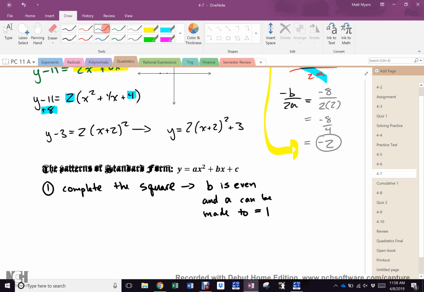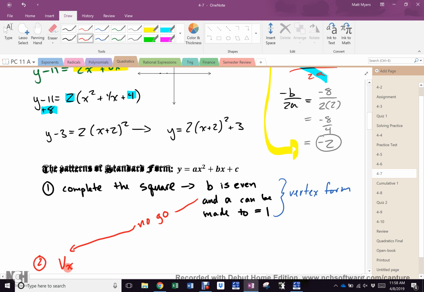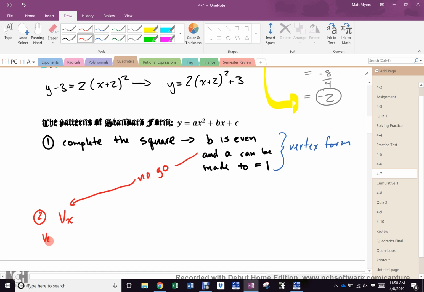And what do we get when we complete the square? All of that gives us the vertex form. And makes it easy to graph, yeah? Everyone agree? Okay, what if this isn't true? Well then, if this is a no-go, then we've got a second thing we can do. The vertex x value equals negative b over 2a.